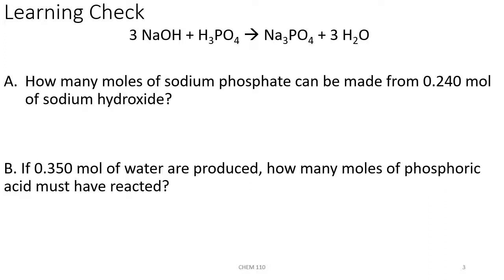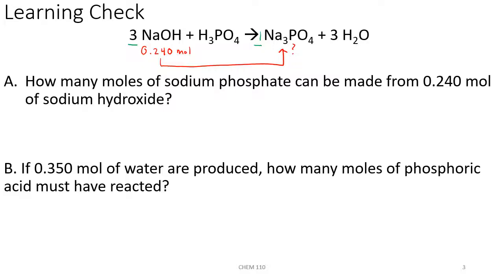Let's first practice doing some basic stoichiometry calculations. We're given a balanced equation that says 3 moles of sodium hydroxide react with 1 mole of phosphoric acid to produce 1 mole of sodium phosphate and 3 moles of water. How many moles of sodium phosphate can be made from 0.240 moles of sodium hydroxide? So we want to start with our 0.240 moles of the sodium hydroxide, and we want to work our way over to the sodium phosphate, which is our unknown. We can use our mole-to-mole ratio between sodium hydroxide and sodium phosphate in our balanced chemical equation to do this.